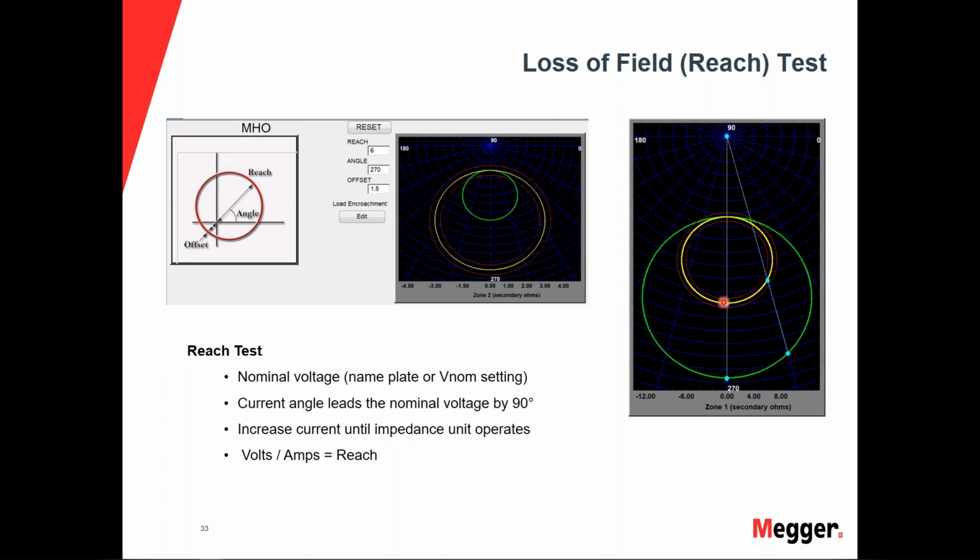So we want to pick some points that we would like to test in our reach test to make sure that we are validating that our impedance circle is correct, the diameter of the circle is correct, and we get a couple of points on here to validate the settings from the engineering department.